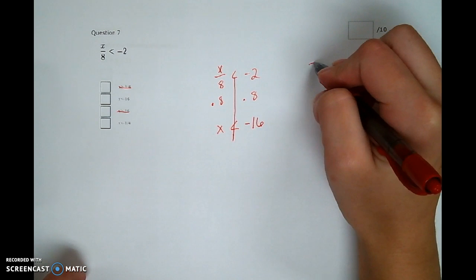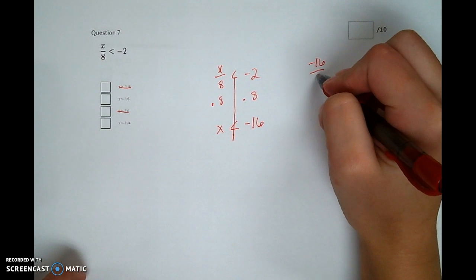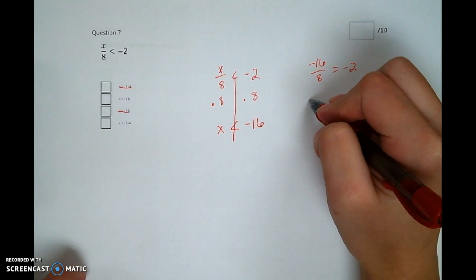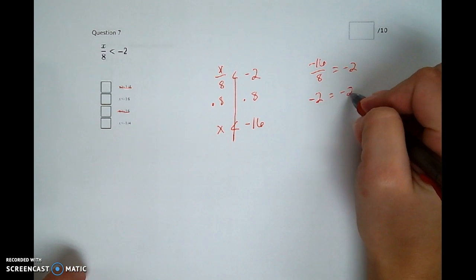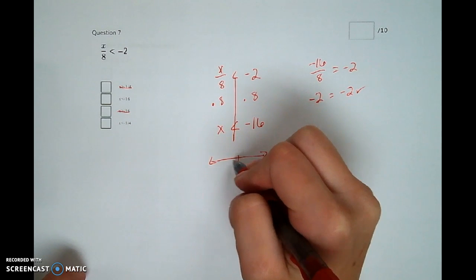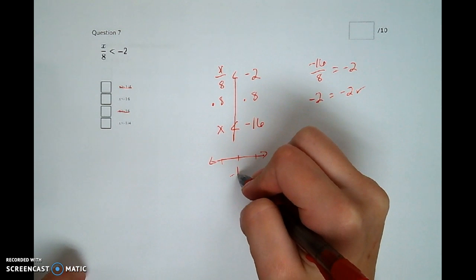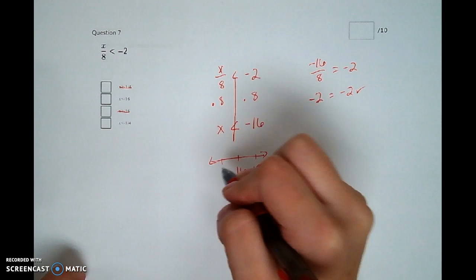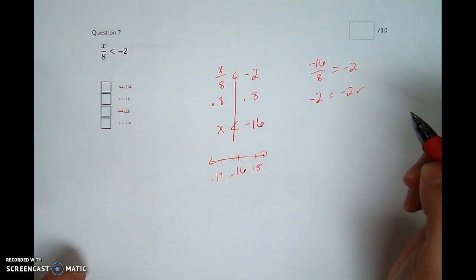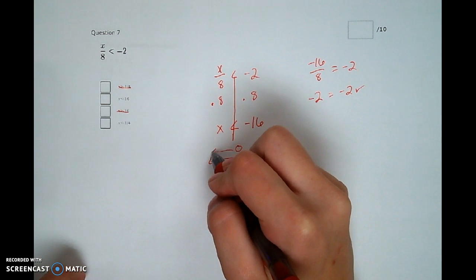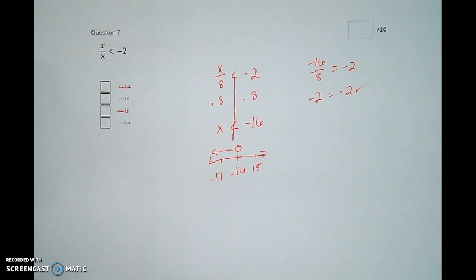Now we want to check that. I have negative 16 divided by 8 should be equal to negative 2. Negative 16 divided by 8 is negative 2. So my number part is correct. Now I need to check my inequality. So I have negative 16, then I have negative 15 on this side, and negative 17. So I know that I'm going to have an open circle pointing to the left.